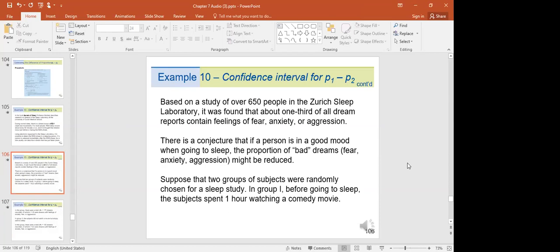Based on a study of over 650 people in the Zurich Sleep Laboratory, it was found that about 1/3 of all dreams reported contain feelings of fear, anxiety, or aggression. There is a conjecture that if a person is in a good mood when going to sleep, the proportion of bad dreams might be reduced. Suppose that two groups of subjects were randomly chosen for a sleep study. In group 1, before going to sleep, the subjects spent 1 hour watching a comedy movie. This is supposed to give them a good mood.